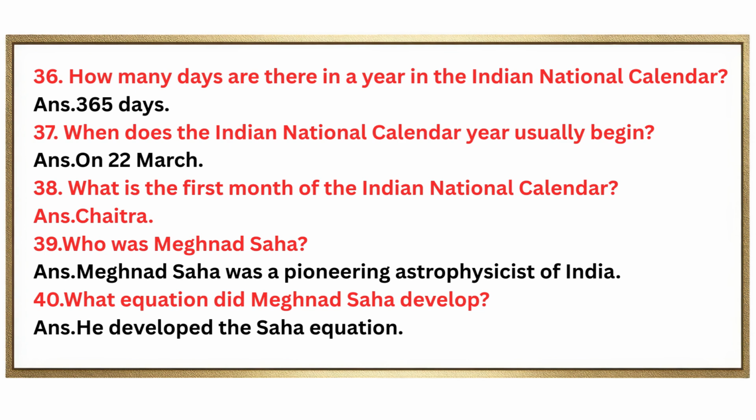Question number 37. When does the Indian National Calendar year usually begin? Answer. On 22nd March. Question number 38. What is the first month of the Indian National Calendar? Answer. Chaitra. Question number 39. Who was Meghnad Saha? Answer. Meghnad Saha was a pioneering astrophysicist of India. Question number 40. What equation did Meghnad Saha develop? Answer. He developed the Saha equation.